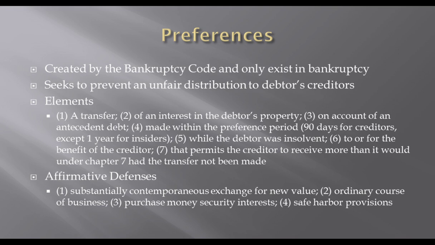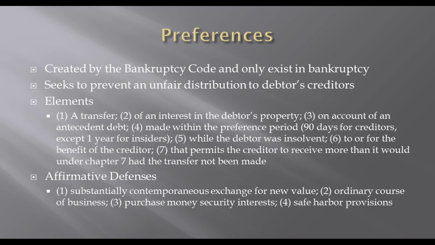it wasn't a preference because they weren't preferring them, they were continuing to pay them as they had done in the past. But sometimes that can be a very nuanced analysis, especially for parties that have had a very long relationship, and you get into problems sometimes when the payments aren't regular. There are also certain safe harbor provisions for financial institutions, and then also purchase money security instances.